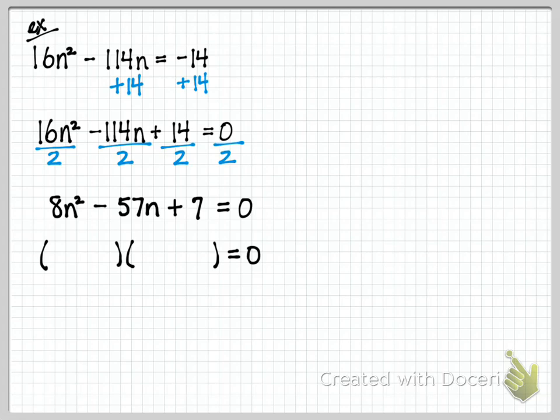I pick one of the numbers. I notice that 7 is a prime number. So I know that 1 times 7 is the only way to get 7. So I know that in these groups I'm going to have a 1 and a 7 there.